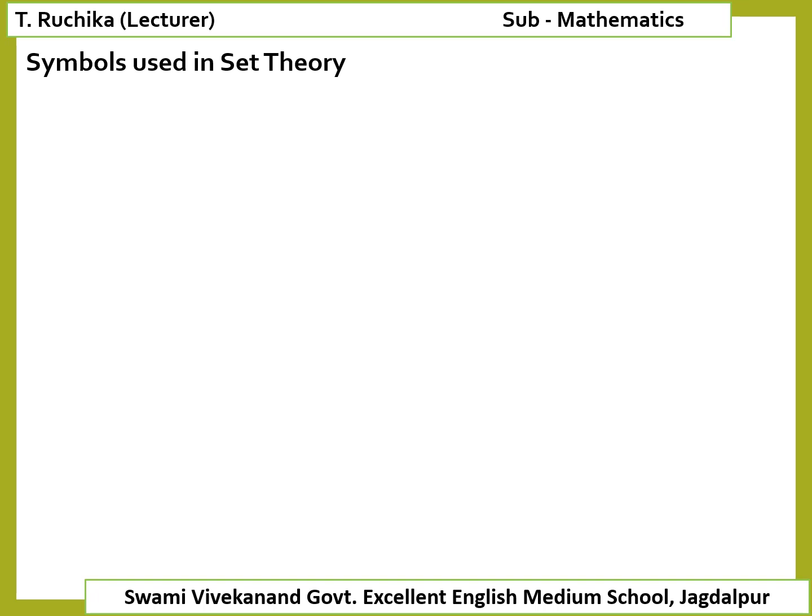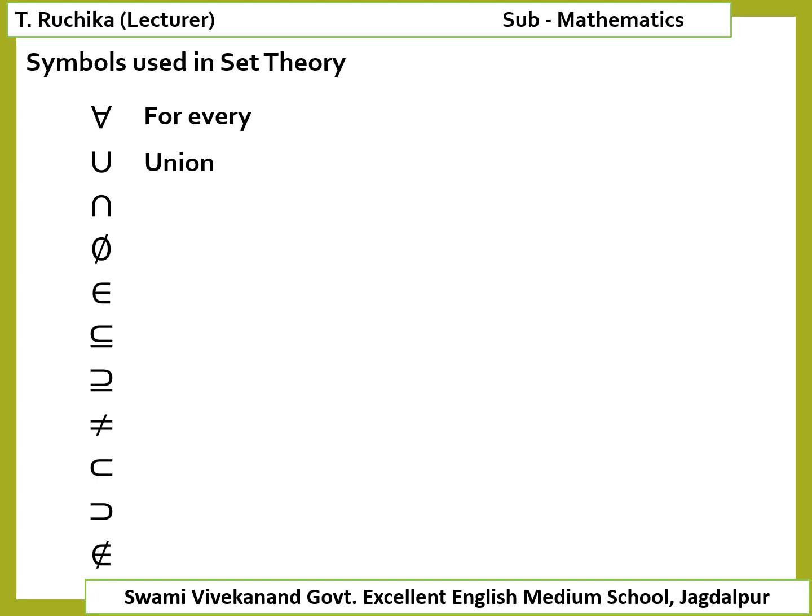Now we'll see what all symbols we use in this set theory. I'm just telling you the names of these symbols. We'll elaborate on them later when we use them in our topics. The first one is for every. Second, union. This is intersection.